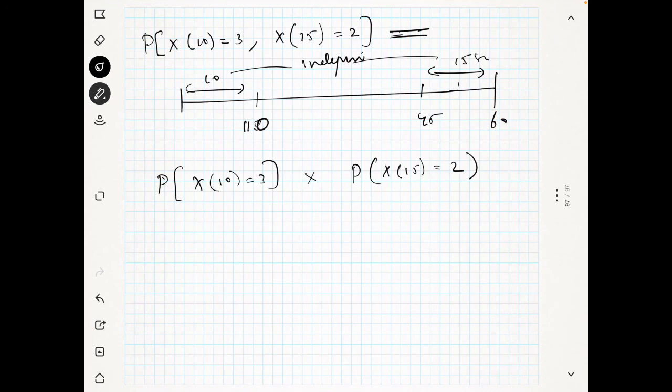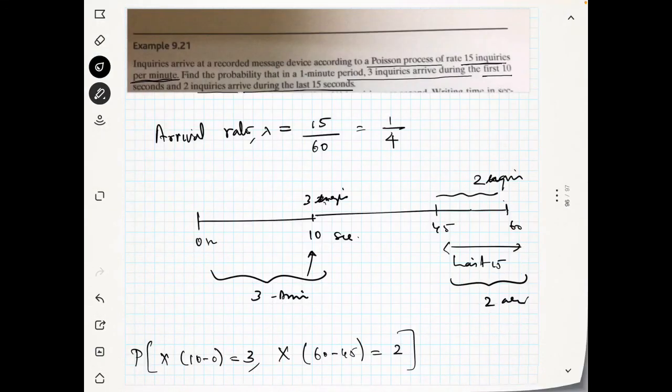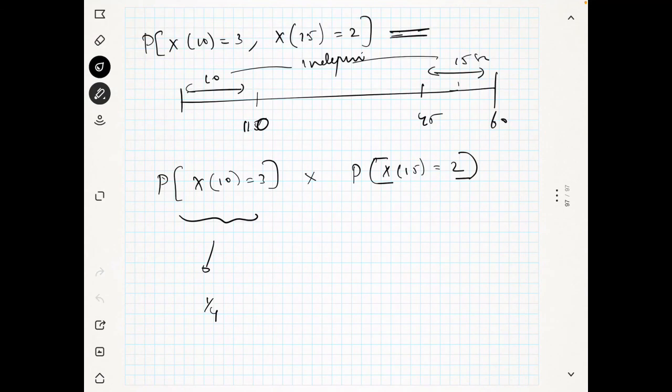So what is the Poisson process? You know this distribution. From this we can easily substitute. This is our general formula, lambda t. So what is our lambda? Our lambda is 1/4. We have already got it as 1 by 4. This is the number of calls, 1 by 4 calls per second. This is our arrival rate, calls per second.